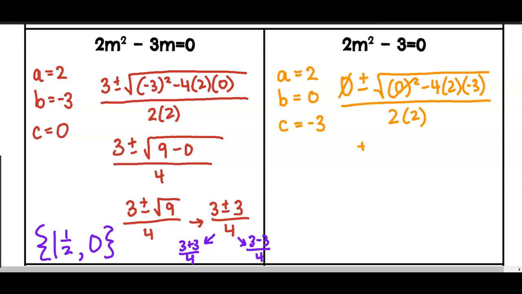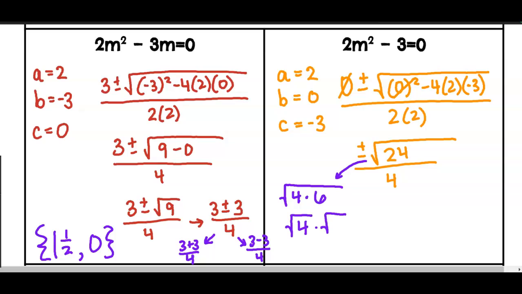So plus or minus the square root of negative 4 times 2 is negative 8. Negative 8 times negative 3 is 24 over 4. Now, the square root of 24 can't change into a nice whole number value, but what we can do is simplify it. So 24 can really be written as, we've practiced this earlier this week, 4 times 6, which is really the square root of 4 times the square root of 6. So really the square root of 4 is 2, and then root 6.